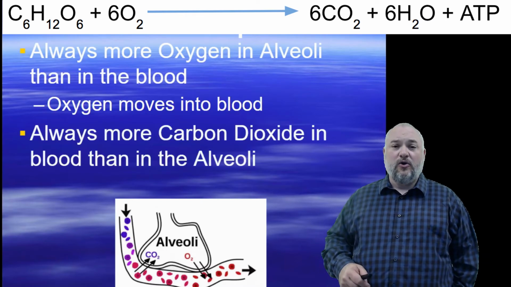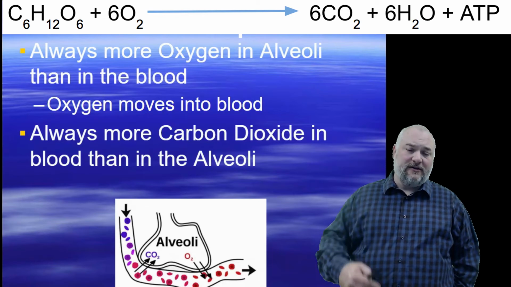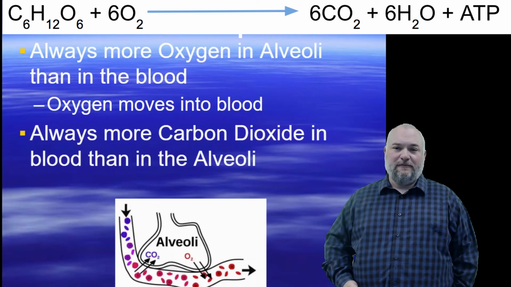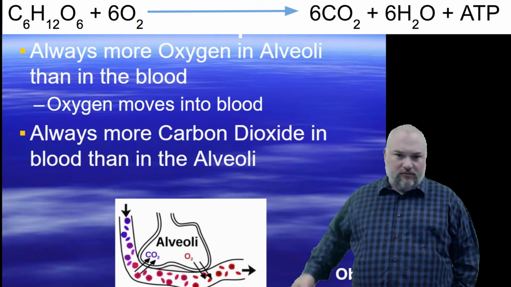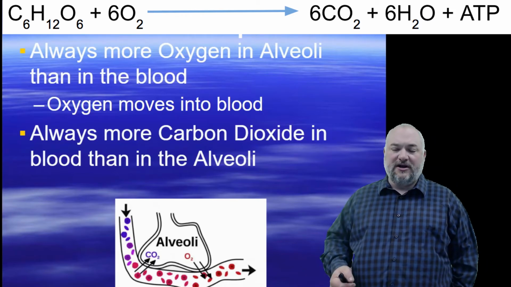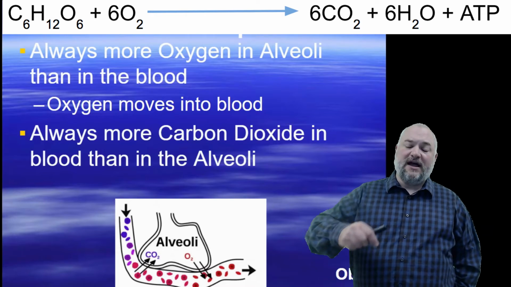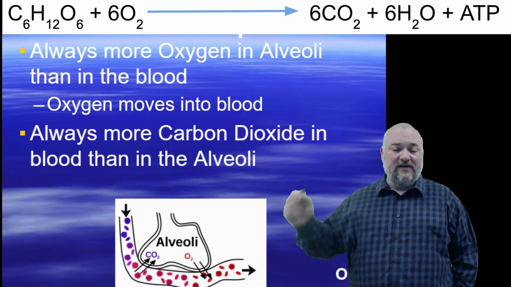On the other hand, there's always going to be more carbon dioxide in the blood than in the air in the alveoli because we're always making carbon dioxide. So we're always making more carbon dioxide than we're bringing in. We're converting the oxygen into carbon dioxide, which means there's always going to be more carbon dioxide in our blood. So carbon dioxide will always diffuse from the blood into the air in the alveolus.